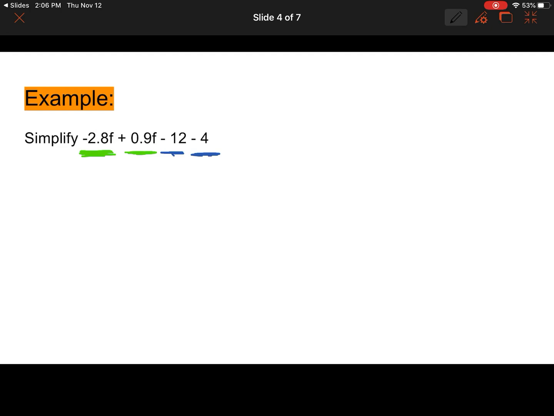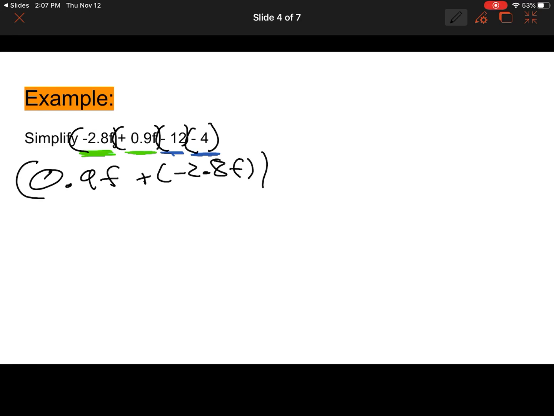Again, we want to make sure we group these all together here. So we have a negative 2.8, a positive 0.9, a negative 12, and a negative 4. So when I'm rewriting it down below, I can write a 0.9f plus negative 2.8f plus negative 12 plus negative 4. And this is what our expression will become.